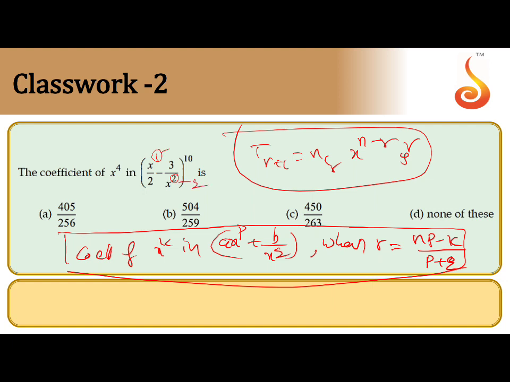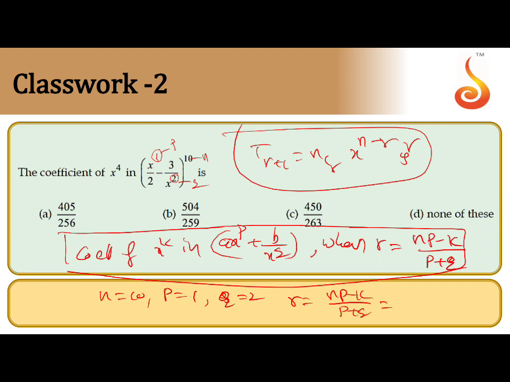This is p, this is q and this is n. So we need np minus k by p plus q. What is here? n is 10, p is 1, q is 2. So you have to find the value of r. r is np minus k by p plus q. Based on this you can solve the question.